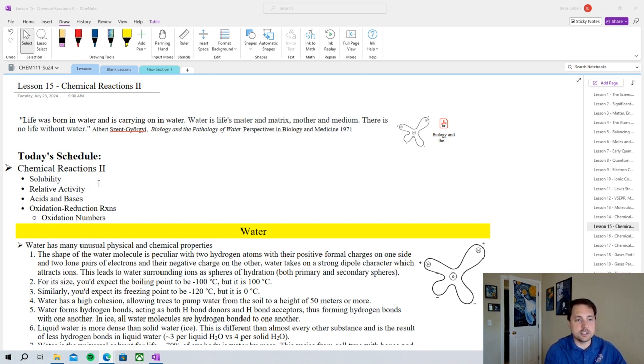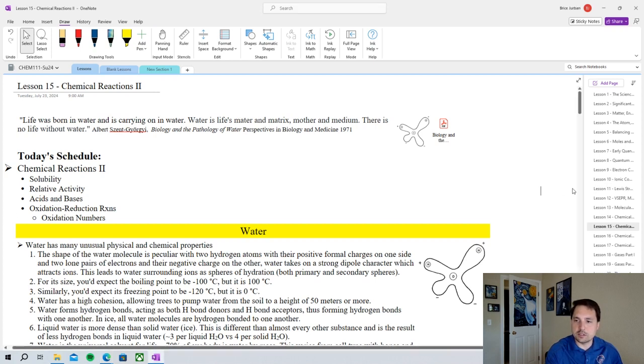We'll talk about the relative activity of metals and halogens, and we'll finish off our lesson on reduction reactions, which are reactions that involve the transfer of electrons during the reaction. And some of the reaction types that I talked to you about in the last lesson are also redox reactions. So it's another way of classifying reactions and can be very useful.